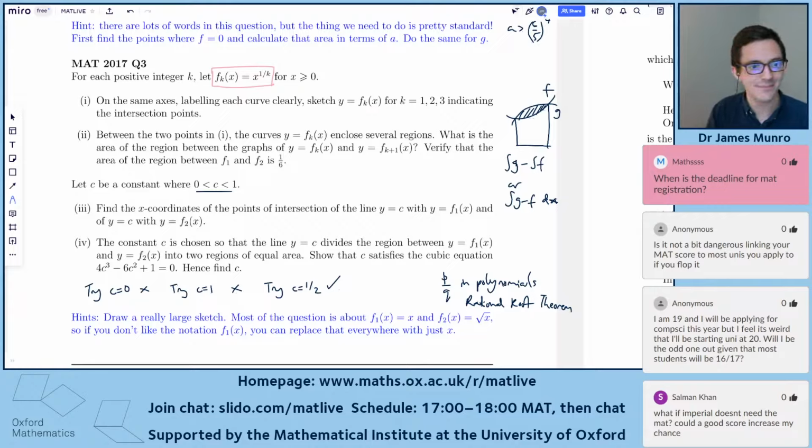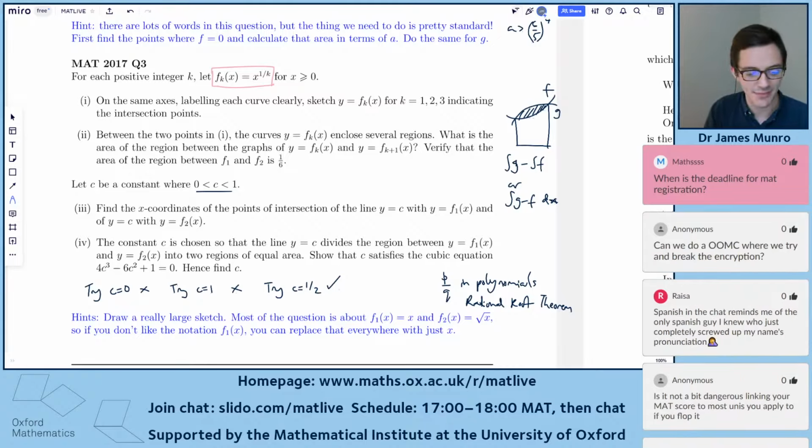Which is my birthday. It's also Flora's birthday every year on the UCAS deadline. Every year, it's the UCAS deadline, the MAT registration deadline, and Flora's birthday, all on the 15th of October.